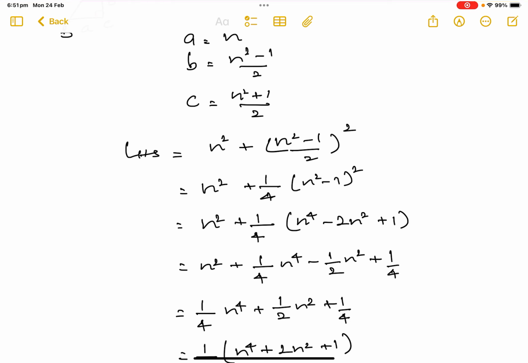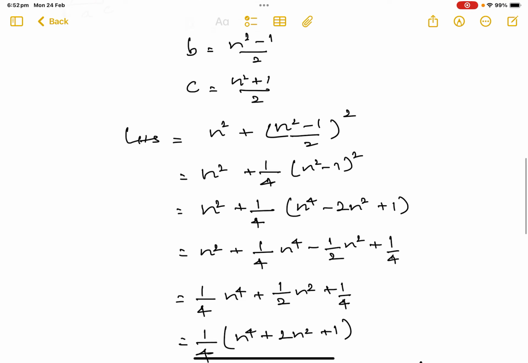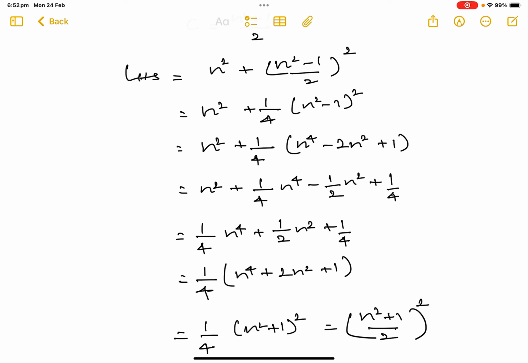Just take a squared plus b squared, take the left-hand side, and substitute the n values. a squared is n squared, plus b squared, which is ((n squared minus 1) over 2) squared. The square of a half is 1/4, so n squared plus 1/4 times (n squared minus 1) squared. Expanding, n to the power of 4 minus 2n squared plus 1. Then removing the bracket, n squared plus 1/4 n to the power of 4 minus half n squared plus 1/4.